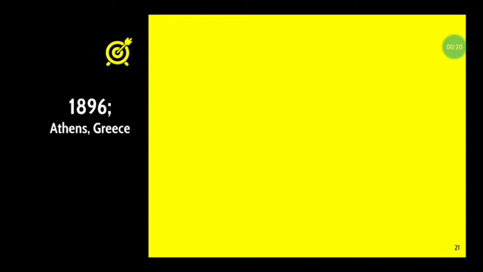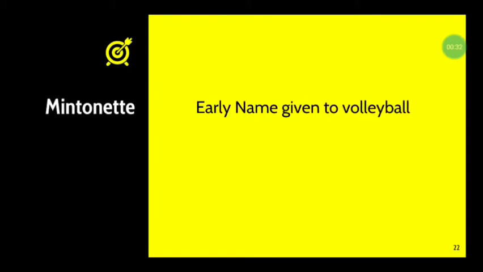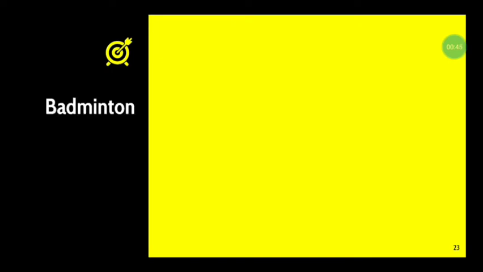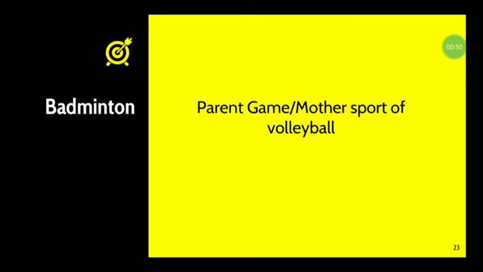In 1896, in Athens, Greece, was the first Olympic game. Mintonette is the early name given to volleyball. So it was not yet called volleyball, it was still called Mintonette. We have badminton, which is the parent game or the mother sport of volleyball.